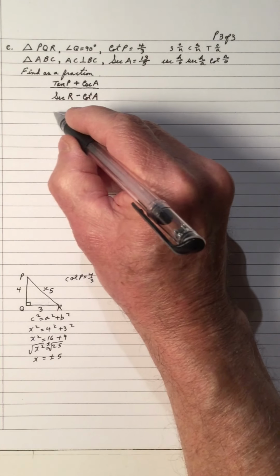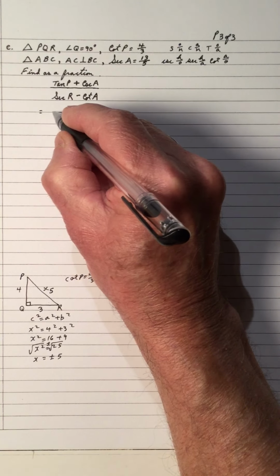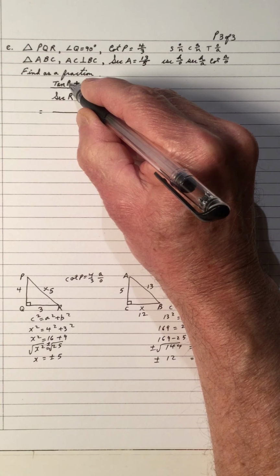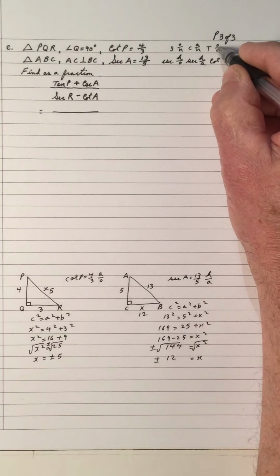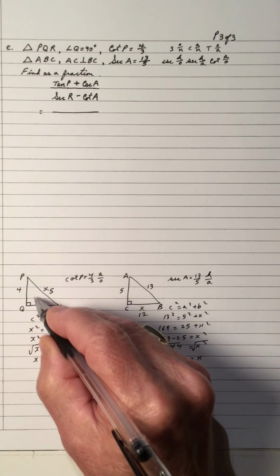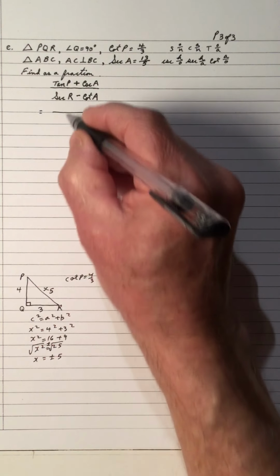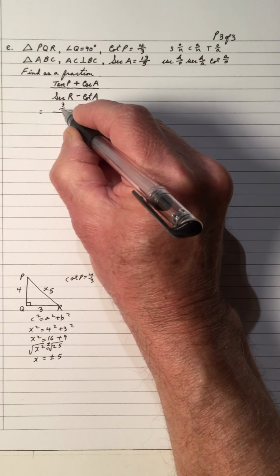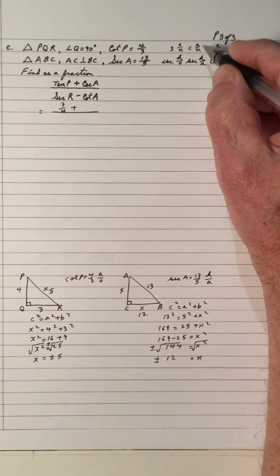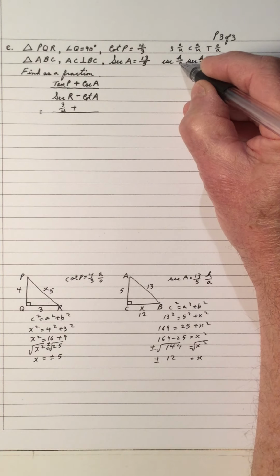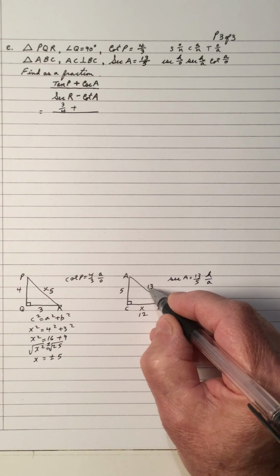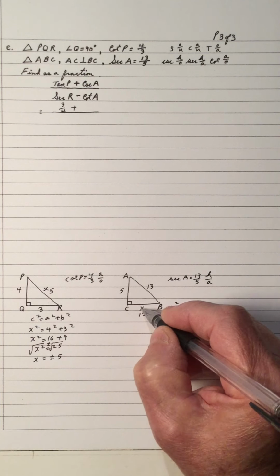Let's work out these ratios here. I'm talking about angle P, and I'm talking about tan. Tan is opposite over adjacent for angle P, so that's 3 over 4. Plus the cosecant of A. Cosecant is hypotenuse over opposite for angle A, so that's 13 over 12.